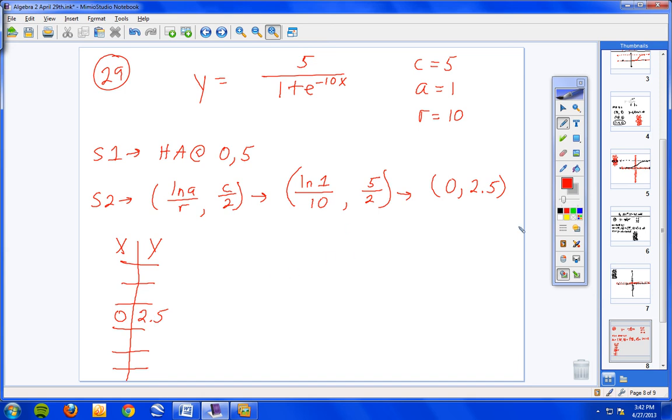So here's how you should type it in. I'm going to change colors here. Hit the y equals button, and then you would hit a 5 first, and then divide, and then put a parentheses, and then 1 plus, and then E. You should know what that button is. When you hit the E button, an arrow pops up with part of a parentheses. Then you would type in negative 10x, and then close the parentheses and close it again. And that's what it should look like.